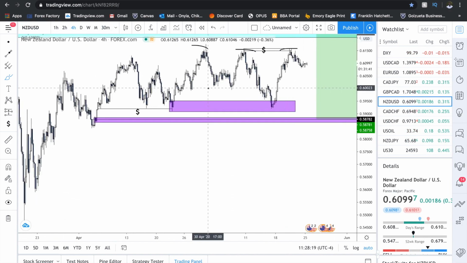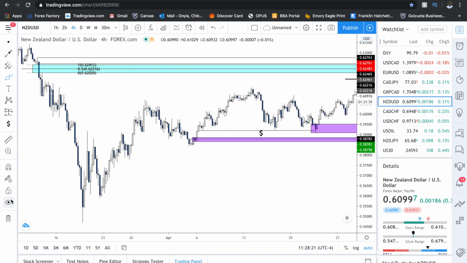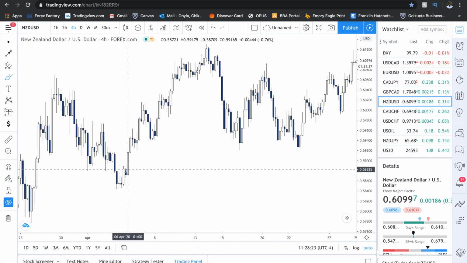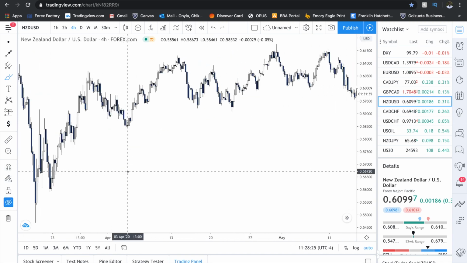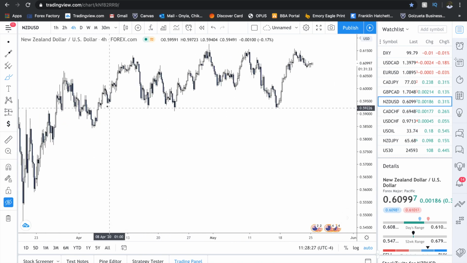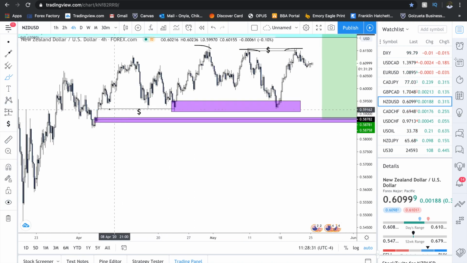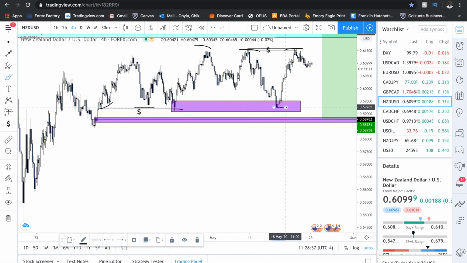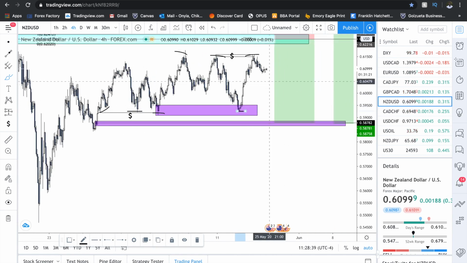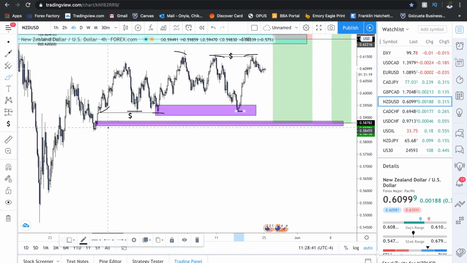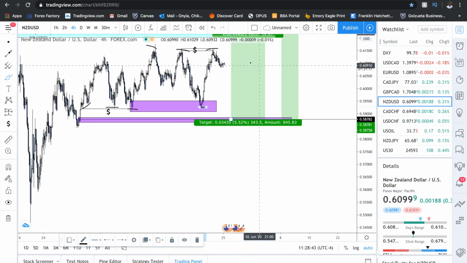And my target would be this little stutter candle right here on the 4-hour. And so taking out all this liquidity, 1, 2, 3, 4 equal lows. I'd like to see price come out and take that, and eventually hit this stutter candle.